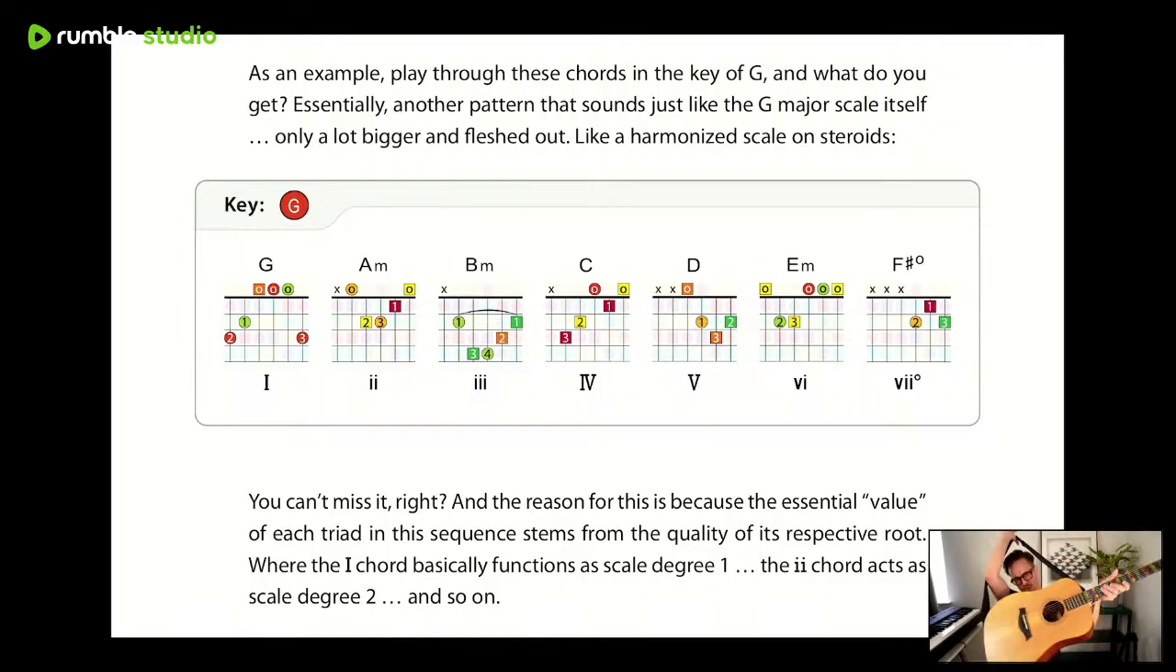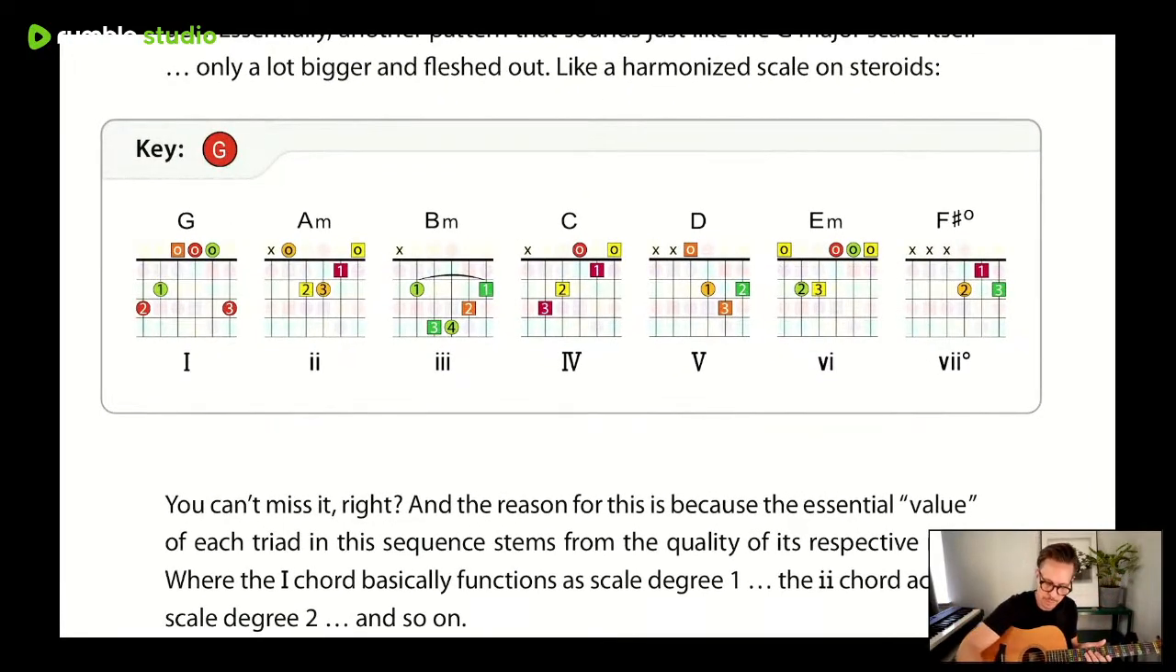So what I'm going to do is play the root notes to just illustrate this point. I'm going to play the root notes of each of these chords: G, A, B, C, D, E minor, F sharp diminished, and then G, and it's just the G major scale. So G, A, B, C, D, E, F sharp, G.